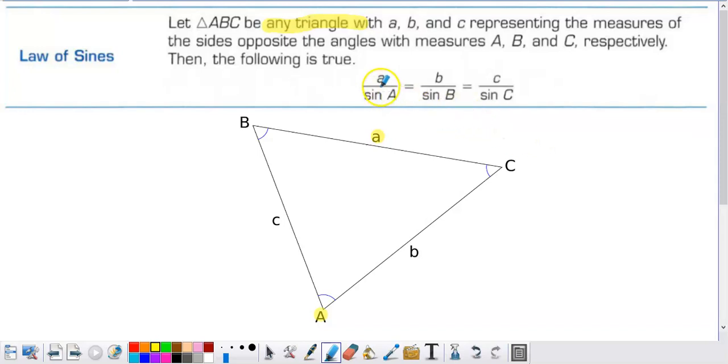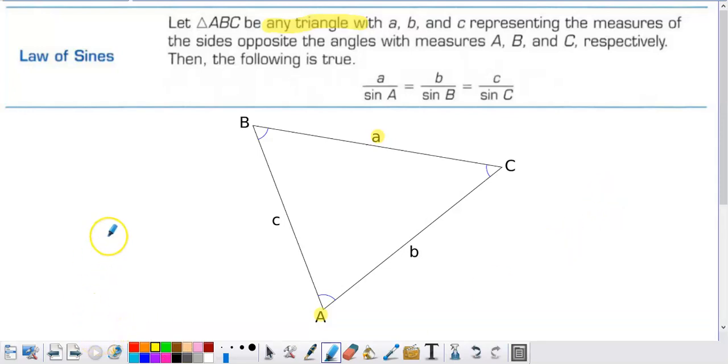So if I take side a and I divide by the sine of angle A, that fraction has to equal side b divided by the sine of angle B, and that also has to equal side c divided by the sine of angle C. In another video, we're going to show why this is true, so we're going to do a derivation for this. But in this one, we just want to look at it and practice with it in an example. So we're just introducing it within this video here.